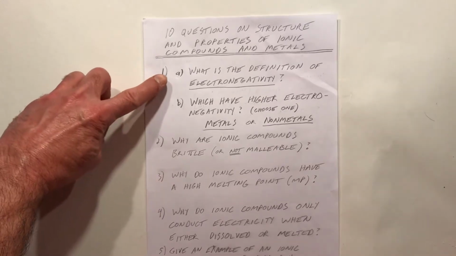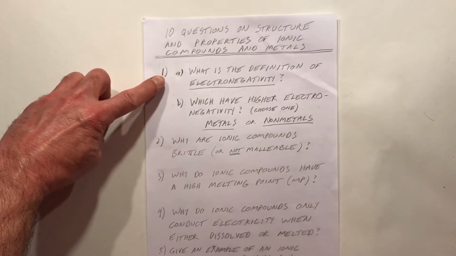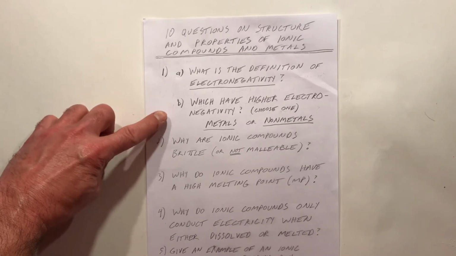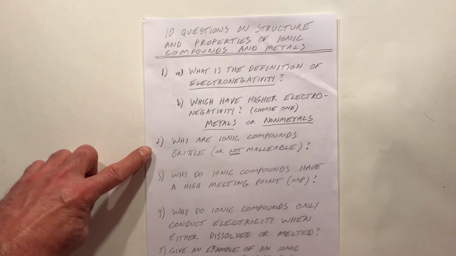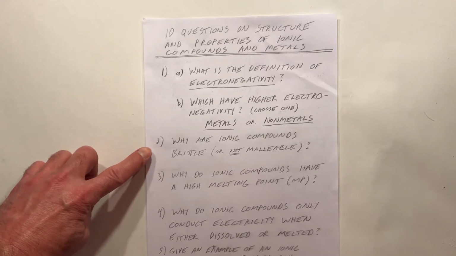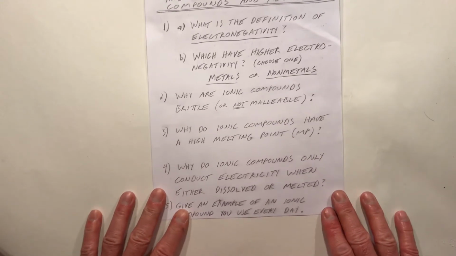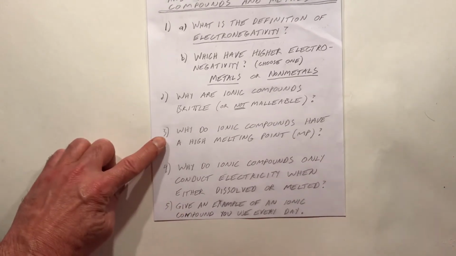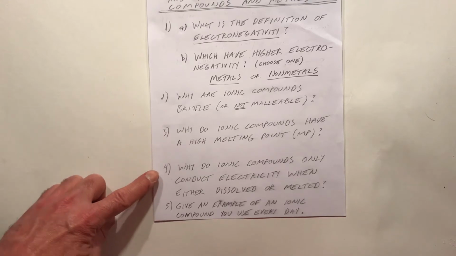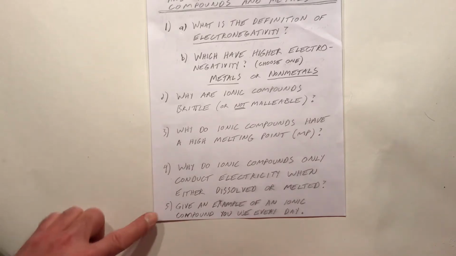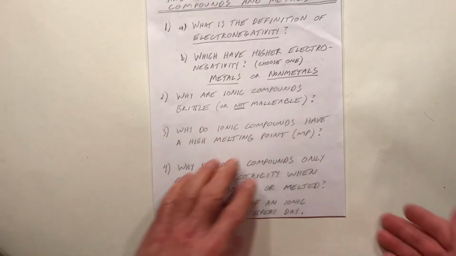Number 1A, what is the definition of electronegativity? Number 1B, which have higher electronegativity, metals or nonmetals? Number 2, why are ionic compounds brittle or not malleable? Number 3, why do ionic compounds have a high melting point? Number 4, why do ionic compounds only conduct electricity when either dissolved or melted? And number 5, give an example of an ionic compound you use every day.